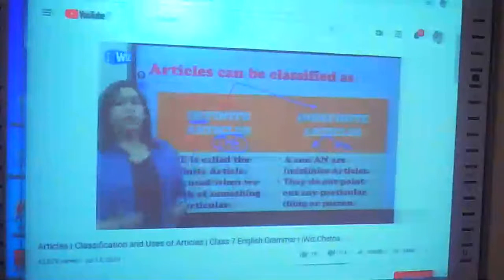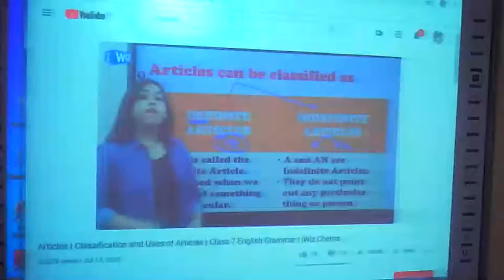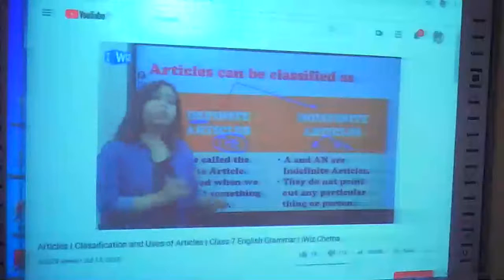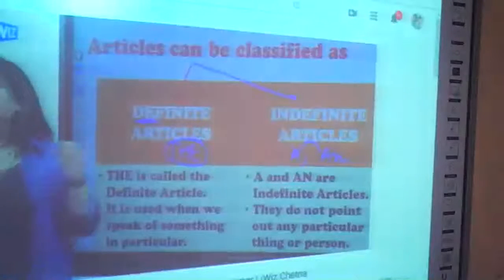Now, if I say I need a pen, a pen means any pen. Give me any pen. I hope that you are able to understand the difference. A and an are indefinite articles. They do not point out anything in particular. Again, if I say I need a pen or give me a pen, I am not pointing at anything in particular, but if I say give me the pen that I gave you, I'm pointing at the particular pen. So I hope it's clear.